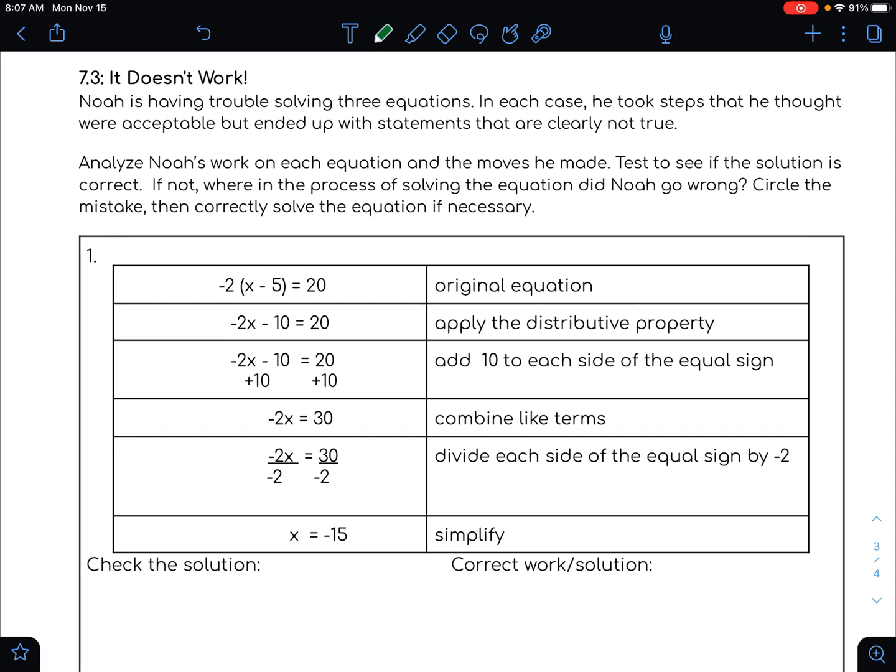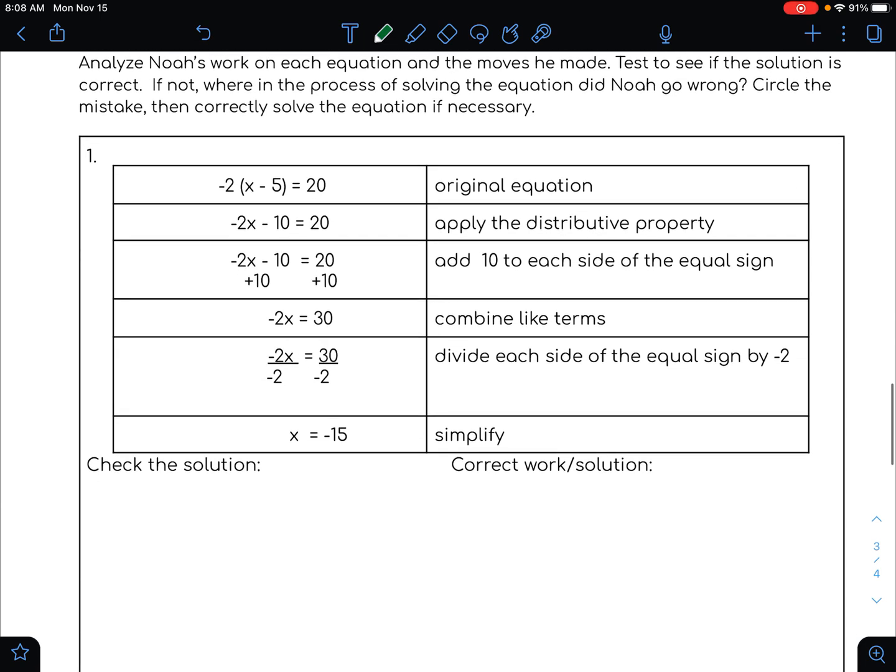Test to see if Noah's solution is correct. If not, where in the process of solving the equation did Noah go wrong? Circle the mistake, then correctly solve the equation if necessary. What I recommend with these is, before you go through each step, let's see if the solution is correct. Remember, if it is, that means we created equivalent equations throughout the way and must have done the work correctly.